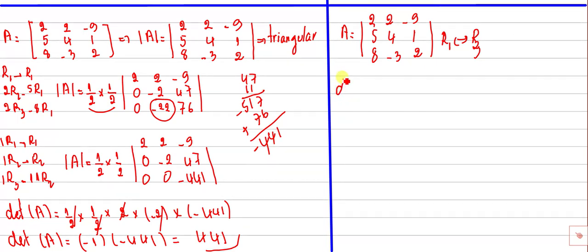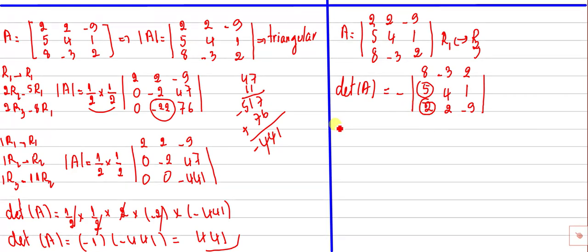Right here, determinant of A is equal to minus. Change 1 to 3, 3 to 1 is 8, minus 3, 2, 5, 4, and 1. This one is 2, 2, and minus 9. And now we just do this one to be 0 and this one to be 0 to be a triangle matrix.